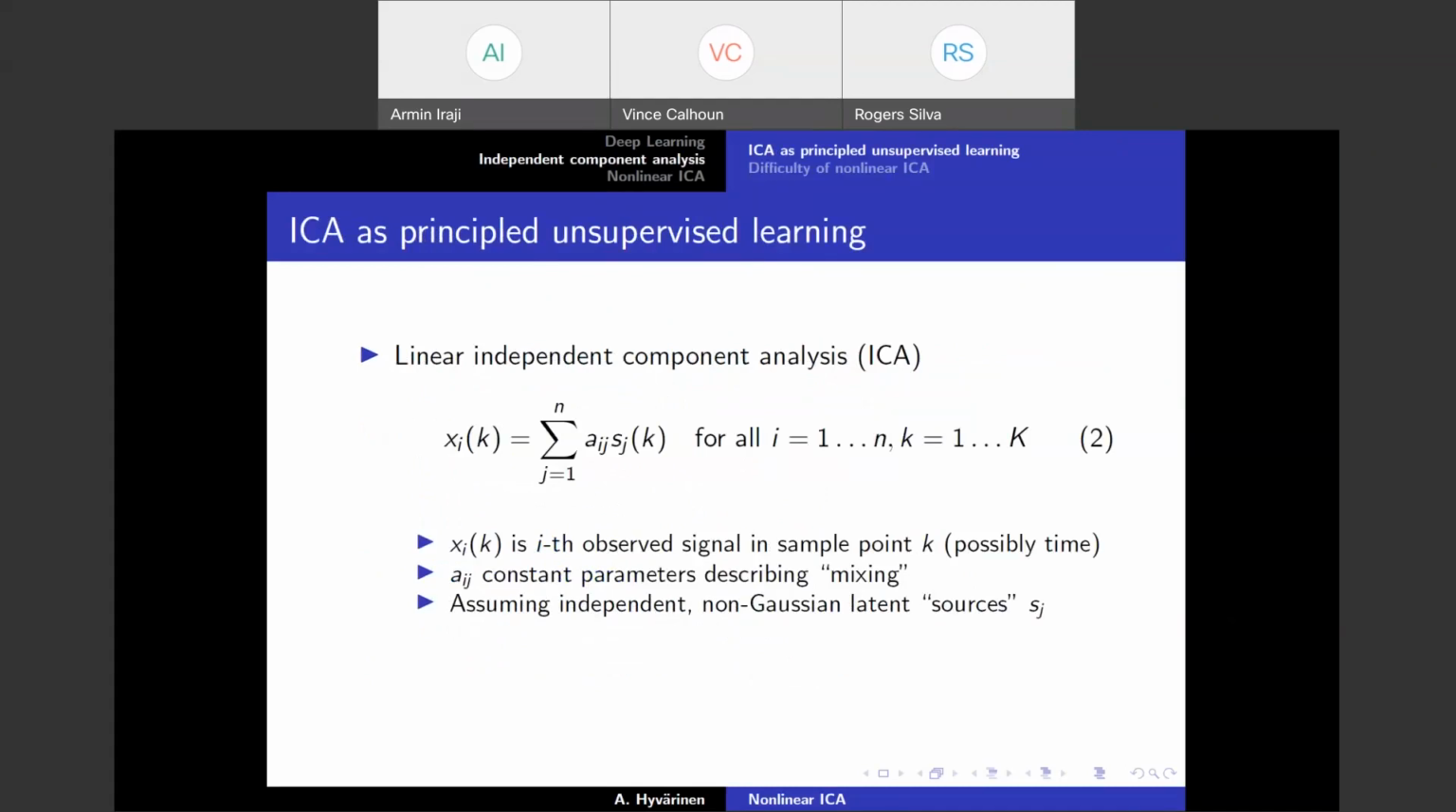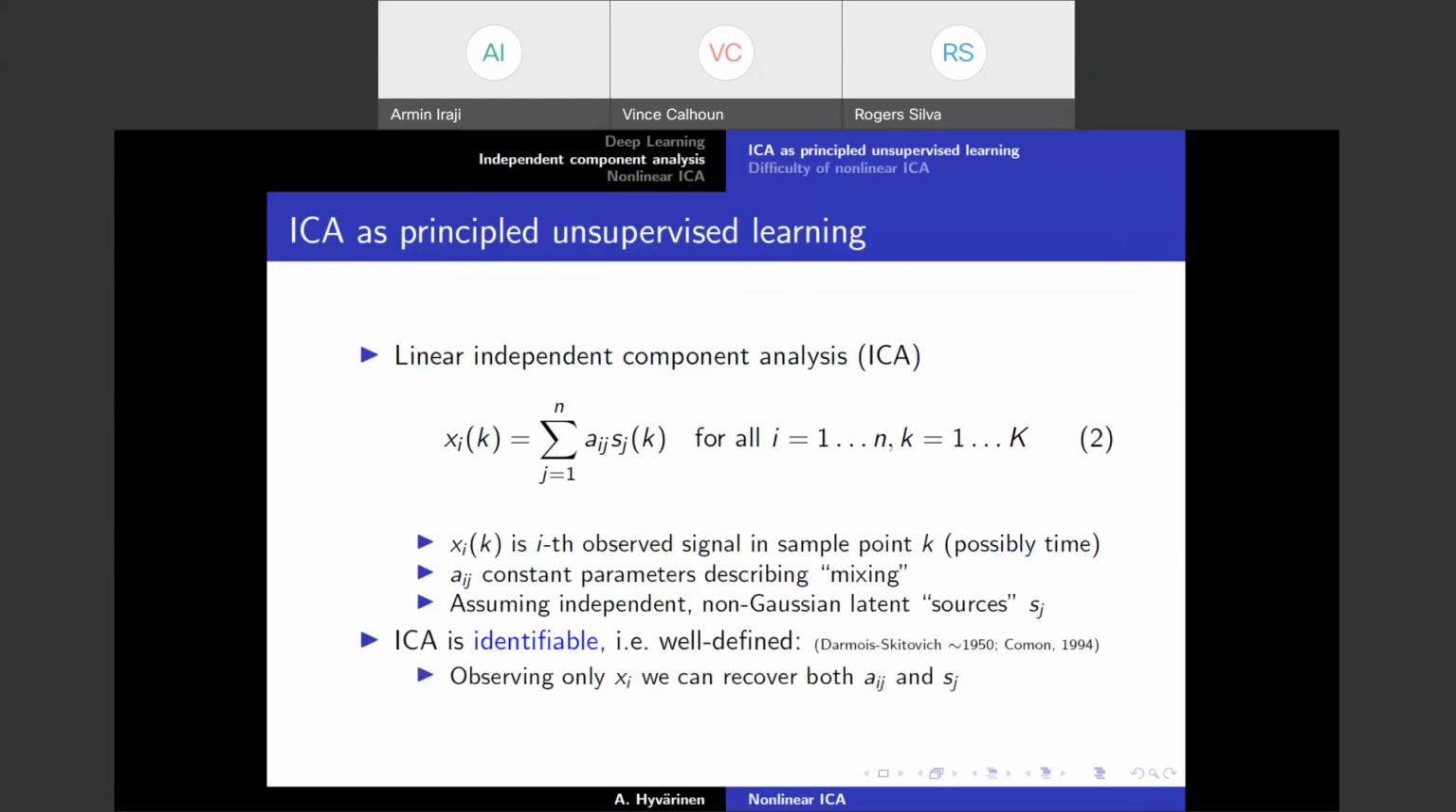So here's the basic model of linear independent component analysis, where the idea is that we have a number of variables x_i, where k is some kind of observation index, possibly a time index, but not necessarily. It could be the index of a subject, for example. And this data is expressed as a linear combination of certain latent variables called independent components or sources, denoted by s_j. These latent sources are linearly mixed together to produce the observed data. And what we want to do is to find both the mixing and the original sources based on the x only.